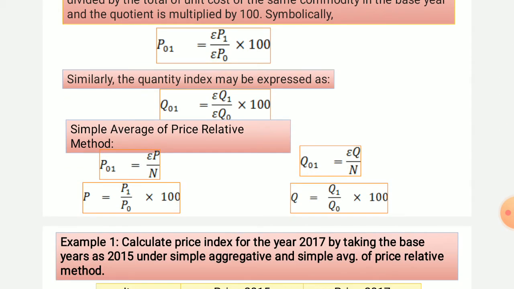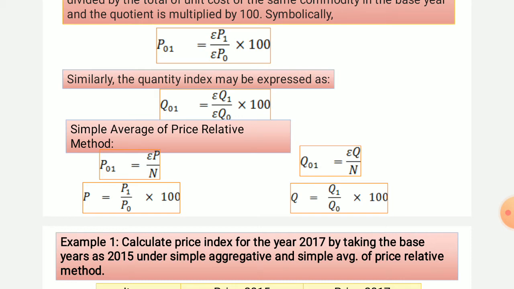Similarly, the quantity index may be expressed as quantity index Q01, quantity index for current year, equals sigma q1 divided by sigma q0 into 100. Total of current year quantity divided by total of base year quantity into 100.